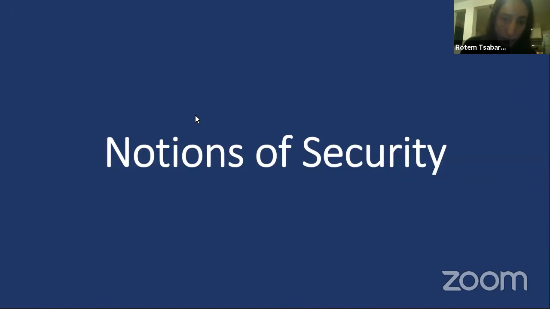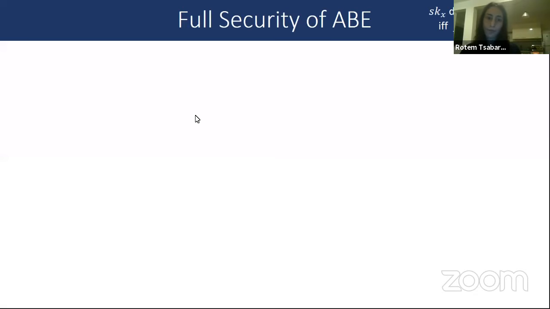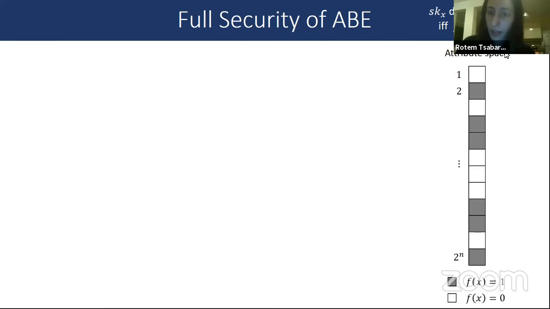Okay, so now let me explain in more detail what are the differences between selective security and full security. Okay, so intuitively the security notion that we want to have is that if a user has a secret key for some attribute x, then he is only allowed to decrypt ciphertext for policies that support this attribute. So now let's try to formalize this.